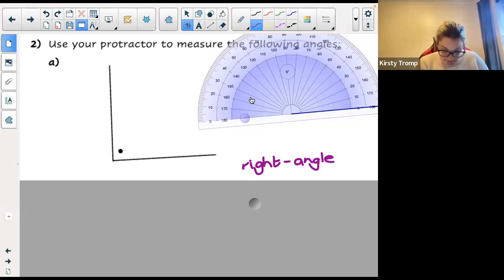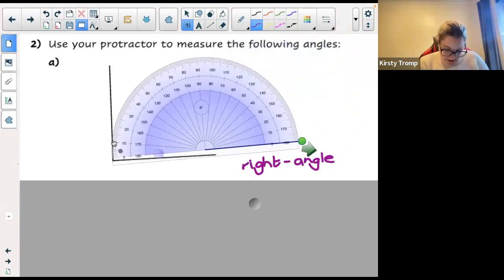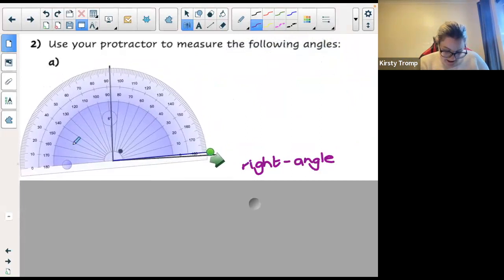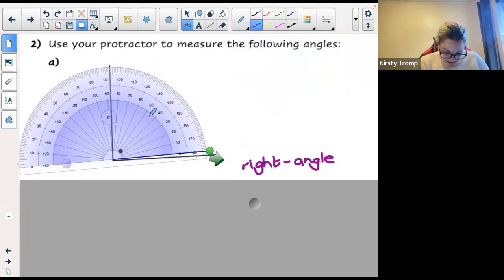So talk me through it. What do I need to do? You take the protractor and you put it on the origin and you check the degrees. Cool. So I've got my protractor.